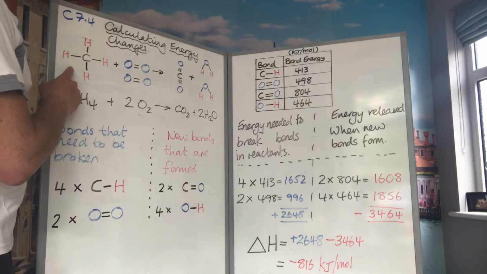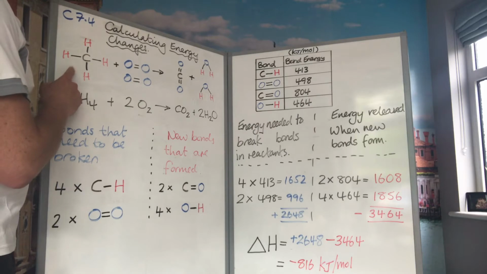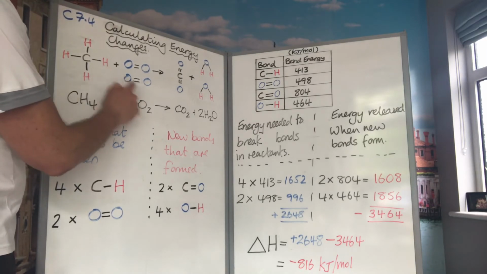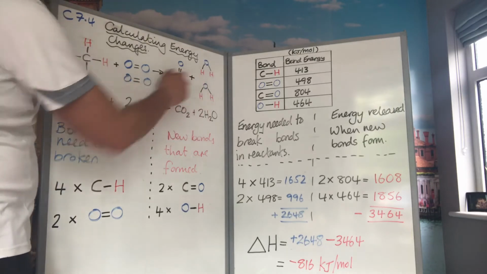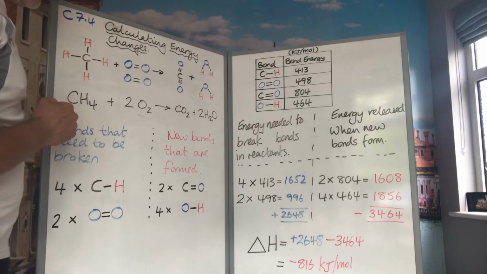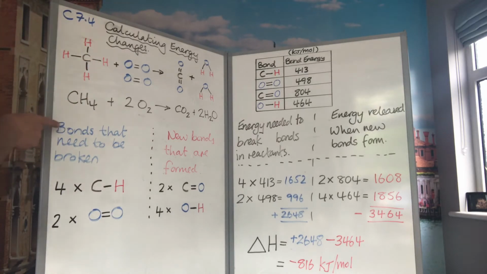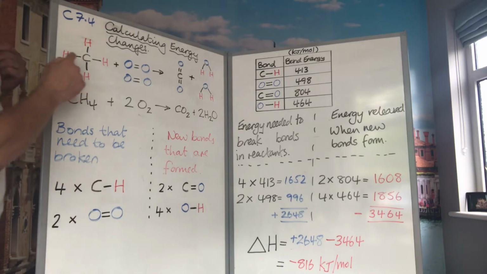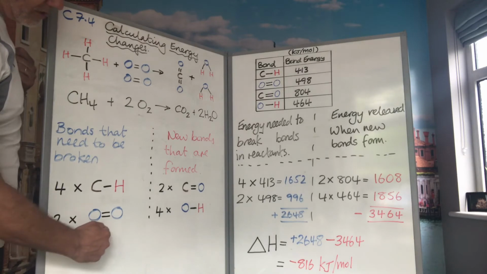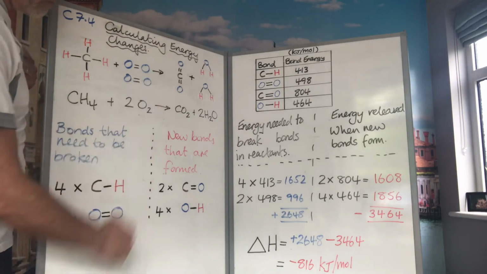Step number 1, draw out your molecules and in the correct numbers as well. So 1 methane, 2 oxygen, 1 carbon dioxide and 2 water. Showing every single bond in the molecules. Each one counts. We then need to look at the 2 halves of this equation. Bonds that need to be broken are 4 carbon-hydrogen bonds there and 2 oxygen double bonds, which are here.